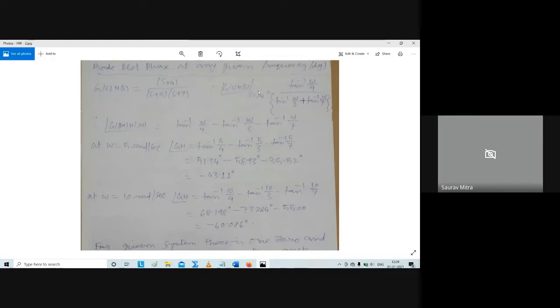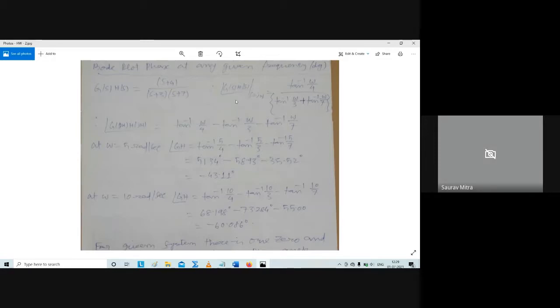Is this gain thing visible? Next page I have uploaded. Angle of G(s)H(s), is it visible? Some student please acknowledge. Is this page visible? New page which I am showing? Yes, sir.